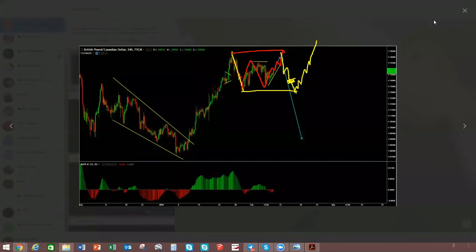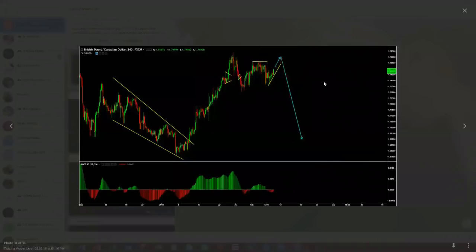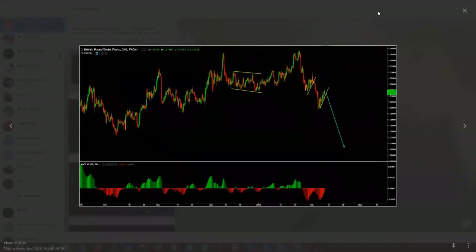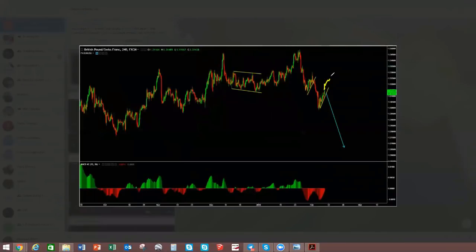All right, so that was pound CAD. Was actually perfect, this one. Following the analysis, nothing changes. This is pound Swiss, a bit of a move up before the drop. Similar, same thing. All of them doing the same thing.